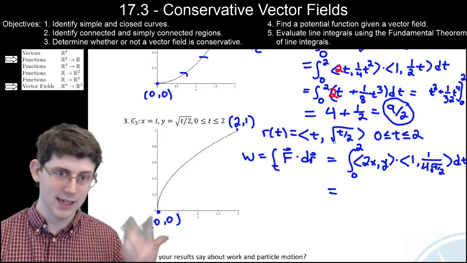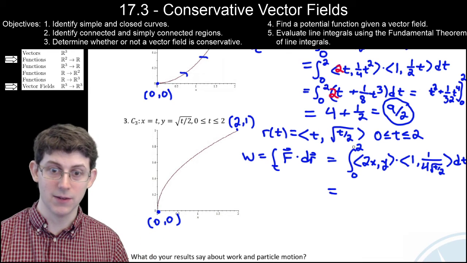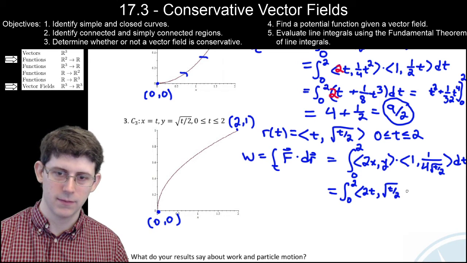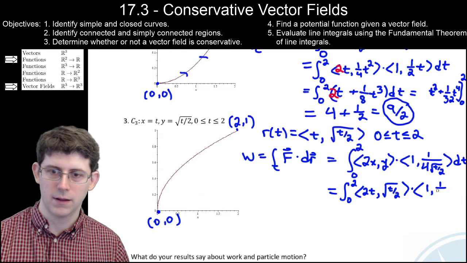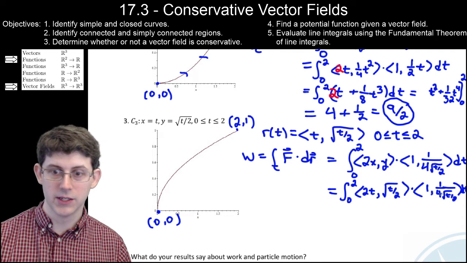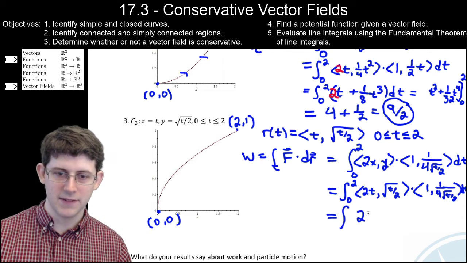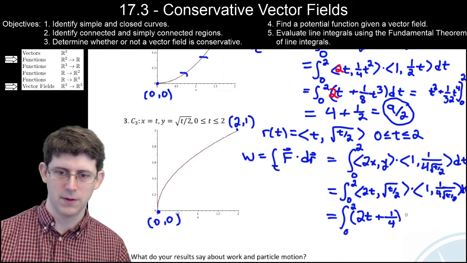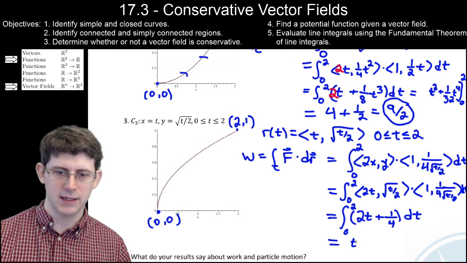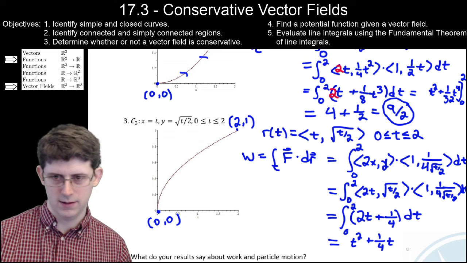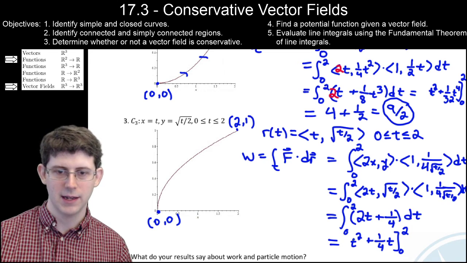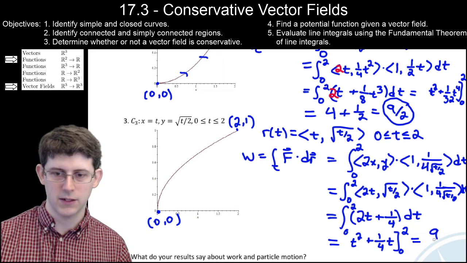Again, x and y are sitting here, and I don't want x and y in my t integral, so I substitute in what x and y equal. When I do the dot product, these gross square roots cancel out, and the thing I actually have to integrate is 2t plus a fourth from 0 to 2. Well, that's t squared plus a fourth t. I don't like this answer. From 0 to 2. Oh no, it works out. And that's 4 plus a half. So I get 9 halves.